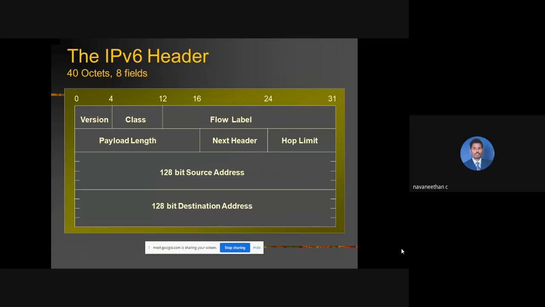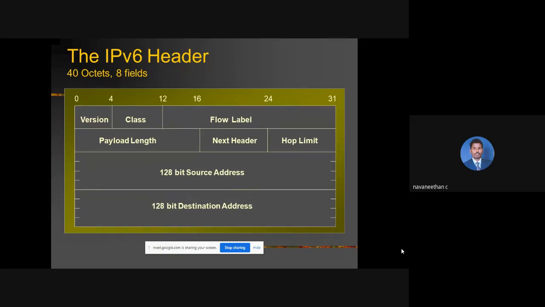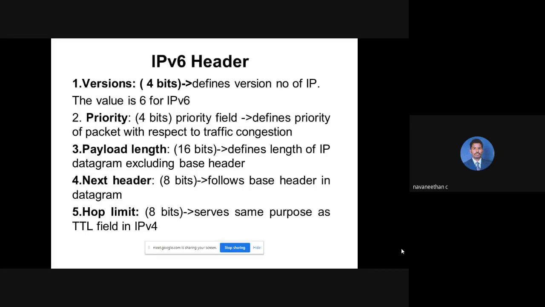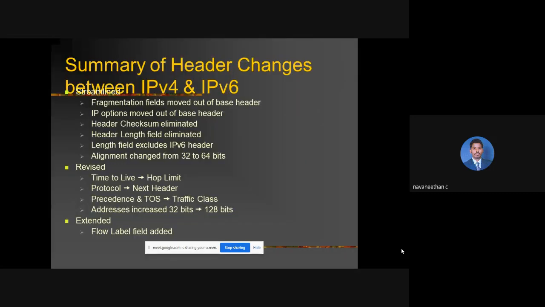And header formats. Students, I think you might have already studied these with respect to IPv4 and IPv6. Just see here, the highlighted portion is not present in IPv6. This is v6, this is v4. Other things you might know: version, priority, payload length, next header, hop limit. Priority size is 4 bits. Payload length is 16 bits; it defines the length of an IP datagram excluding its base header. Again, next header, hop limit, source address and destination address, which are 128 bits each. And this is the entire summary.